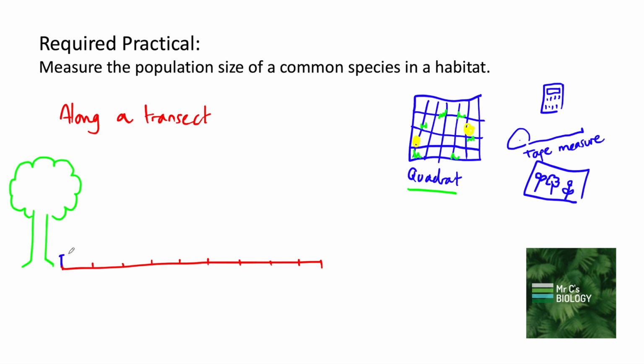And at every point, we put down our quadrat and count how many dandelions there are inside it. That way, we don't get a mean, but we can get an overview of how many there are. Because of competition, it's likely that there'll be fewer near the tree, and as we move further away, there might be more and more in your quadrat.